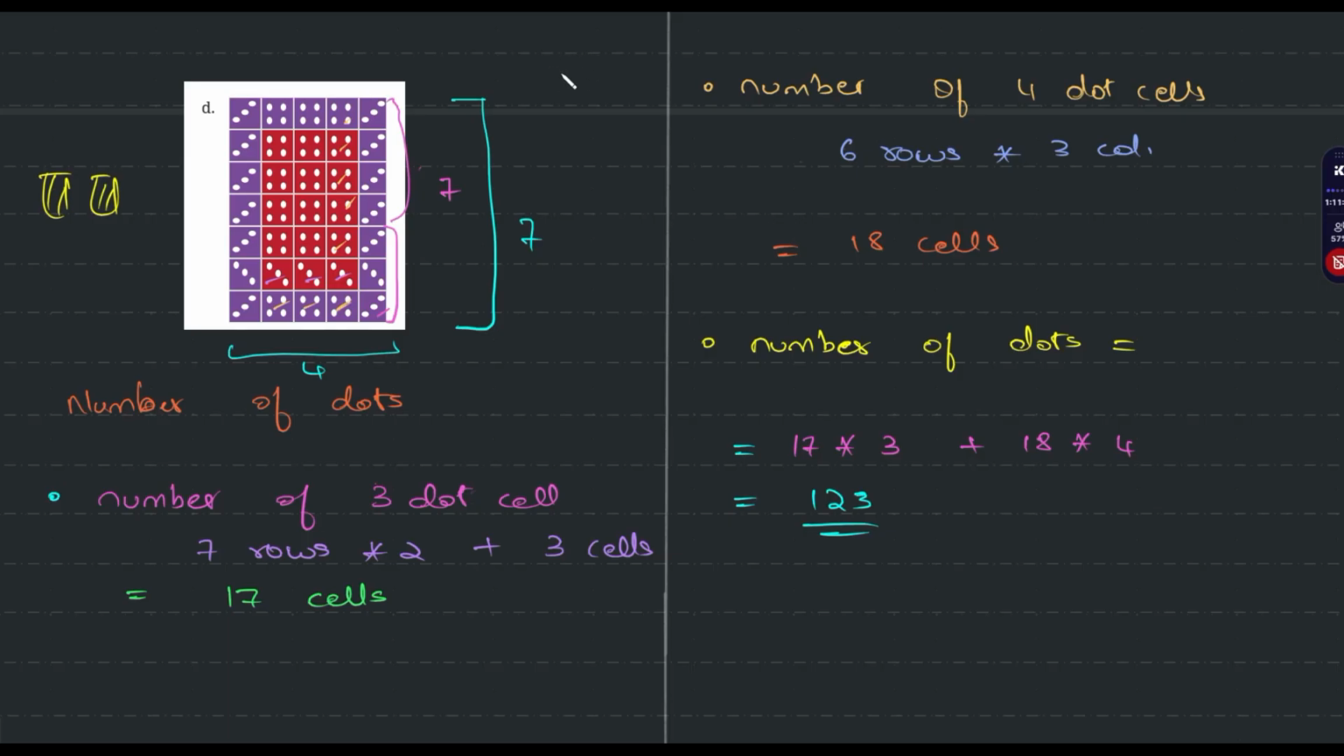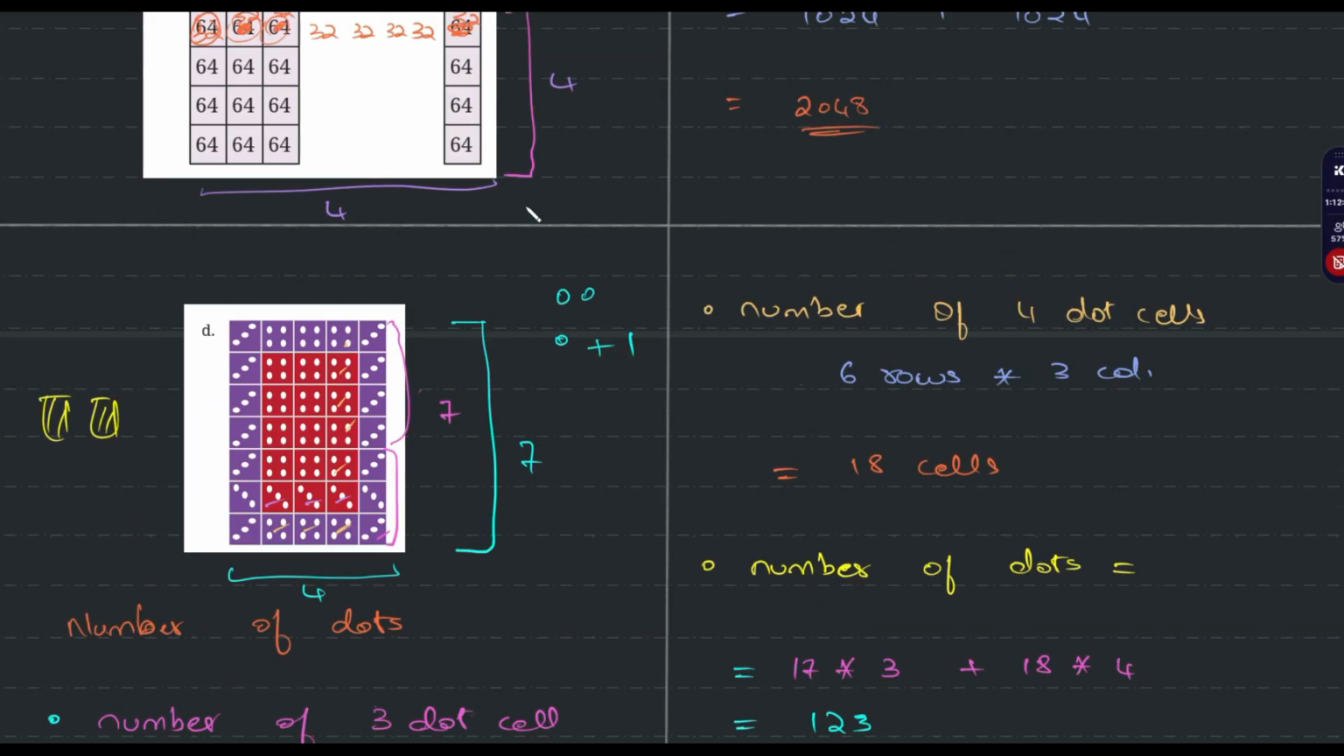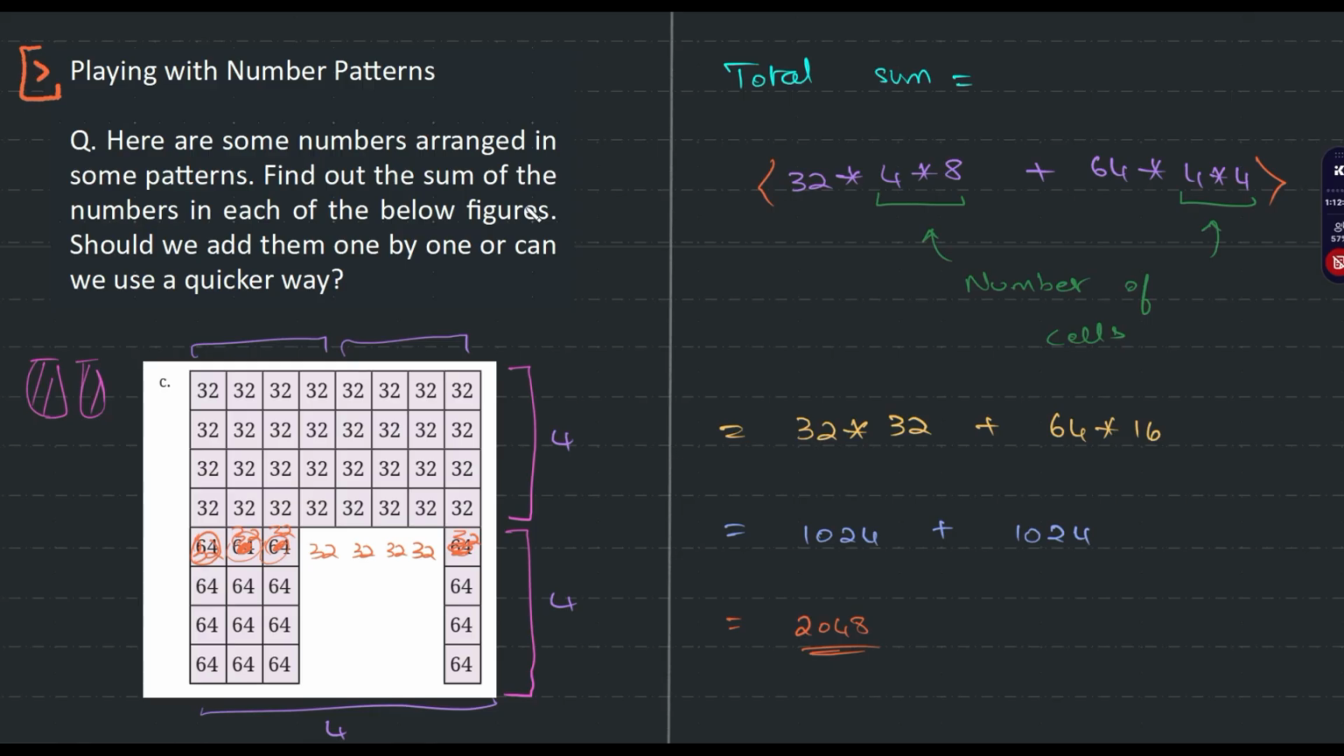Right? What I am saying is, instead of considering each cell which has 4 dots as 4, I could have considered it as 3 dots plus 1. This should have made my calculation even faster. So that's one more way of doing it. This methodology, I've used it in the previous video. Question number B. Again, there are many ways of doing it. You guys can figure it out.